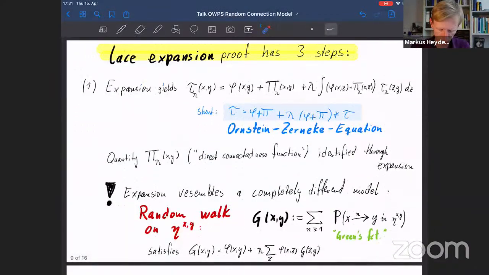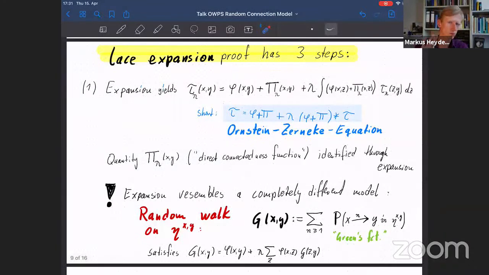Yeah, so I would like to say something about this theory now. First, a more general overview, what's the basic strategy, what are the key ideas, and then I would like to focus on one of the first parts, because there it's really the most novelty, and then give some concluding remarks. So this lace expansion proof has 3 steps.